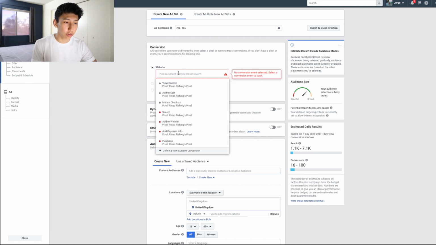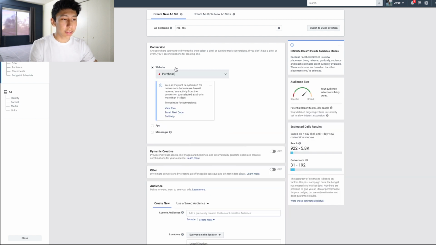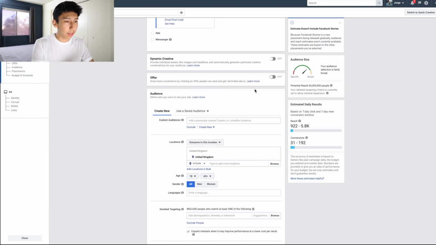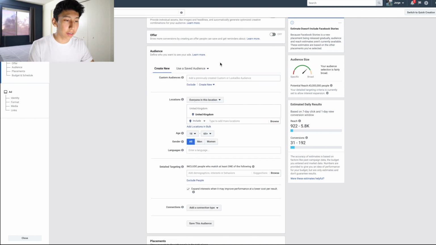So here we're going to go to purchase, and obviously here it's red. The only reason it's red is because this is a brand new Facebook account and it hasn't had anything, no traffic, no add to carts, and especially a purchase. So that specific pixel hasn't been fired. So it is going to be red if you are a beginner, but that doesn't matter, okay? That doesn't mean we can't go for purchases. So we go here for website purchases and we scroll down, we leave everything the same, dynamic creative, offer, don't touch any of that. Here is where we're actually going to target our specific audience.